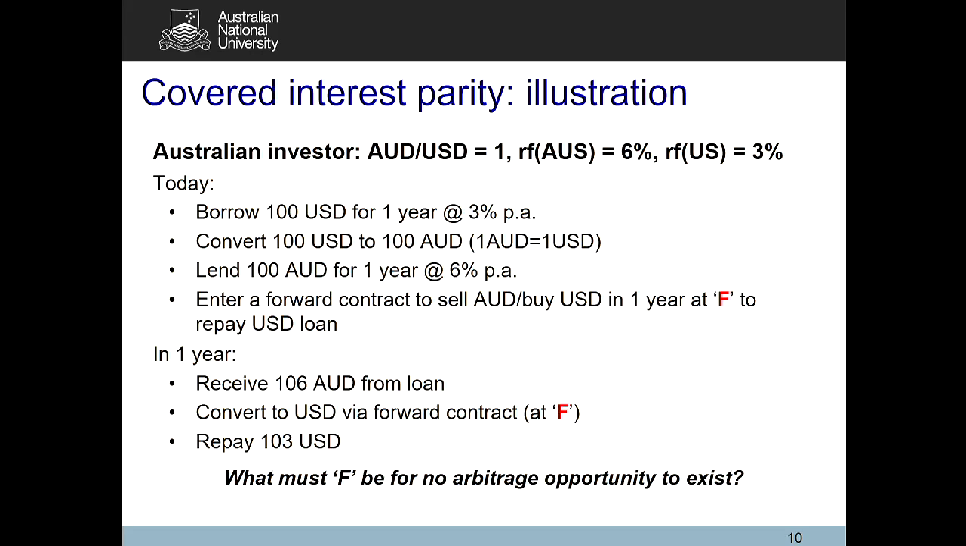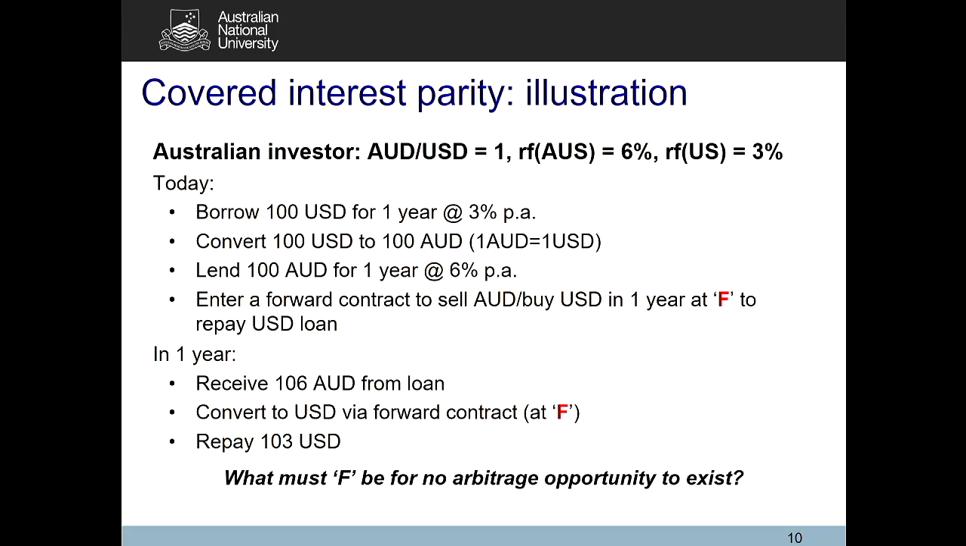Let's say, and I know these numbers aren't accurate today, but I wanted to make the numbers simple so we can focus on the direction. Let's say that the Australian-US exchange rate is at parity, so 1 Aussie dollar is worth 1 US dollar. Let's say that the Australian risk-free rate is 6% and the US, the overseas risk-free rate, is 3%. Here's a strategy that we're going to follow.